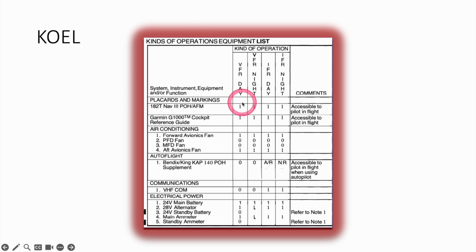So usually if it has a 1 next to it, it's required. If it has a 0, it's not required. So in the case of this aircraft, you have a main and a standby battery. The main battery is required, alternator is required, but a standby battery is not required.